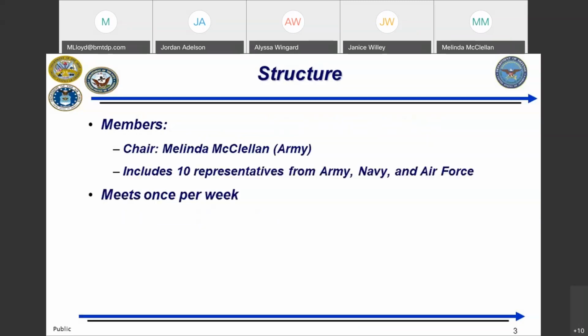So what is our subgroup? Our subgroup includes 10 representatives from the Army, the Navy, and the Air Force, as well as some contract support. As I said, I am the chair. We meet once a week to discuss data validation and about every other week to discuss data usability.